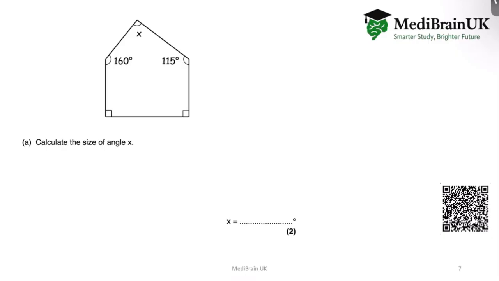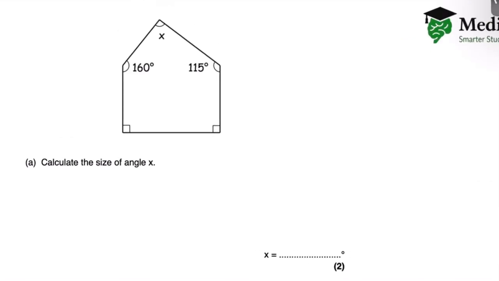Yes, the answer is 85 degrees. So when we look at this question, we're given a polygon and we're given angles. When we're given a shape like this, we know we're going to have to use the formula n minus 2 multiplied by 180 degrees. Now n is the number of sides. How many sides do we have here?